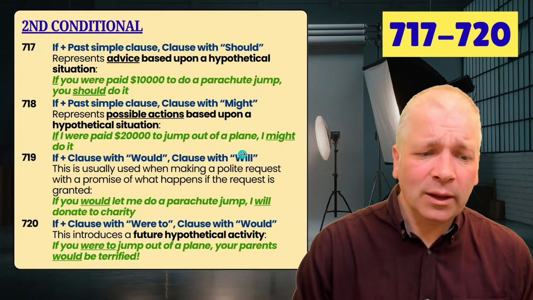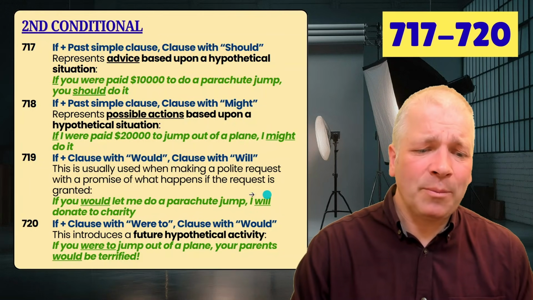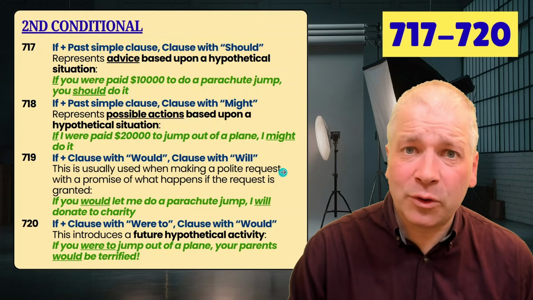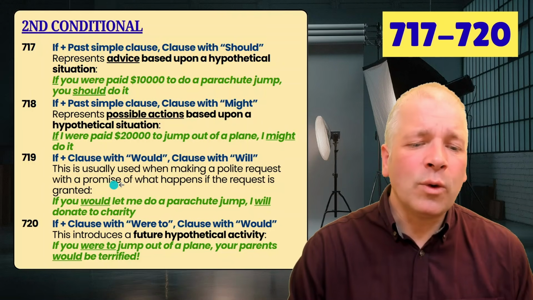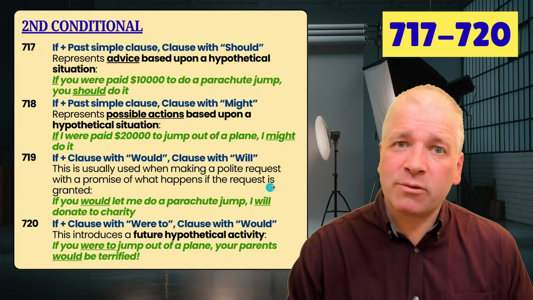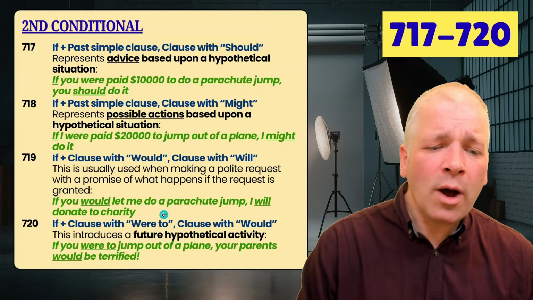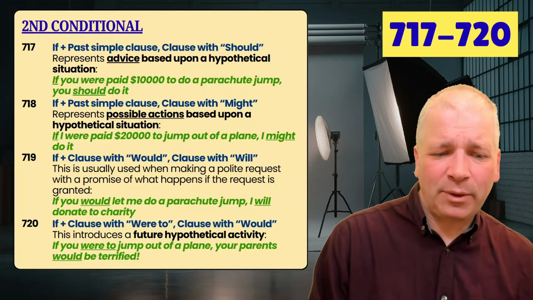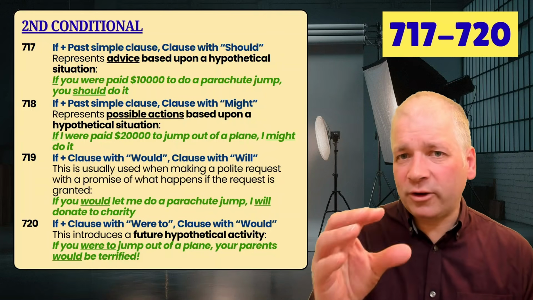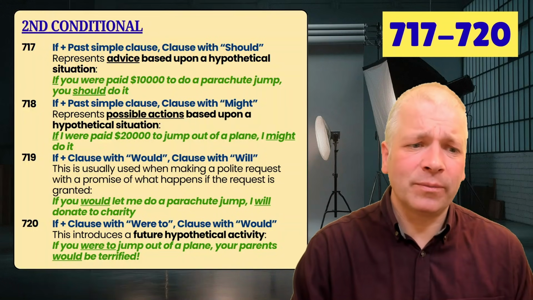We could have will in the second clause. If you would let me do a parachute jump, I will donate to charity. Now, this is quite different to the typical second conditional. Here, we're making a polite request with a promise of what happens if the request is granted. And we can also use were to after if. If you were to jump out of a plane, your parents would be terrified. And were to makes it clear we're talking about something in the future.